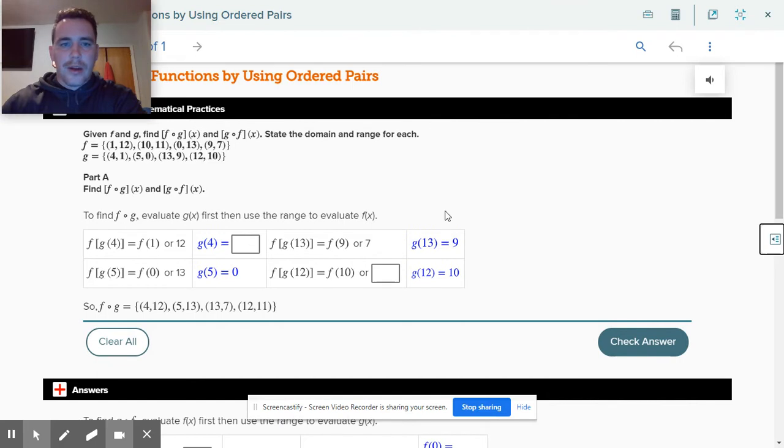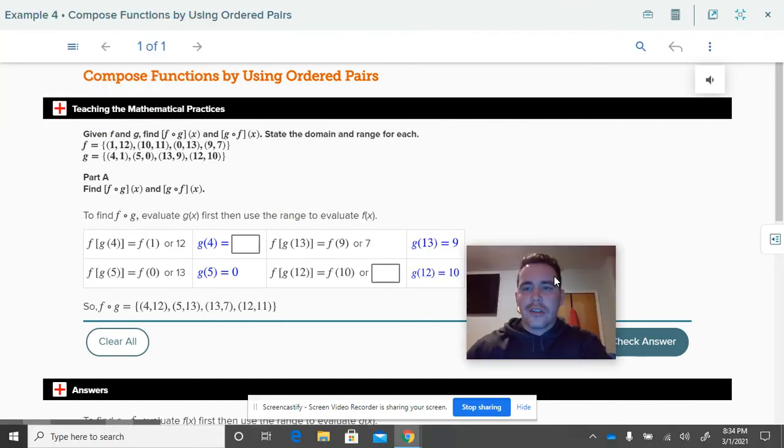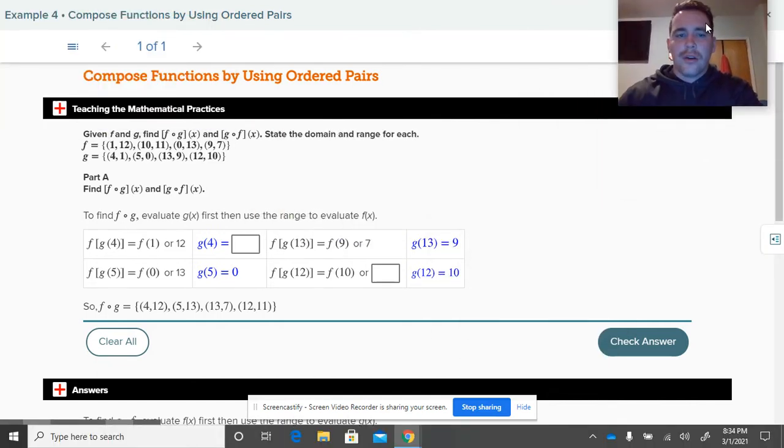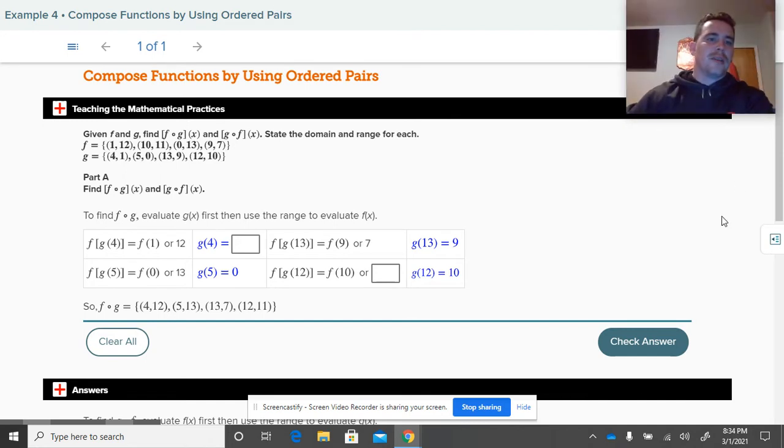Today we're talking about section 6.1. This is example 4. We're composing functions by using ordered pairs. Composing functions is a little bit tricky. It's kind of confusing. You just have to be really careful about what you're doing when you do it.